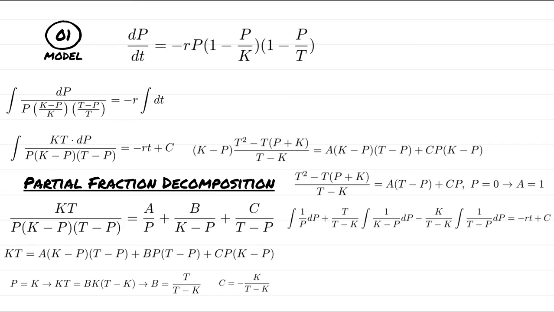But eventually, what you end up with is the integral of 1 over p dp plus t over t minus k, the integral of 1 over k minus p dp, minus k over t minus k, the integral of 1 over t minus p dp is equal to negative rt plus c. Alrighty, and then from here we'll integrate each individual piece, and for the two inside pieces, you'll notice I put a negative sign in front of them, as we're going to have that negative dp as the derivative of the denominator there.